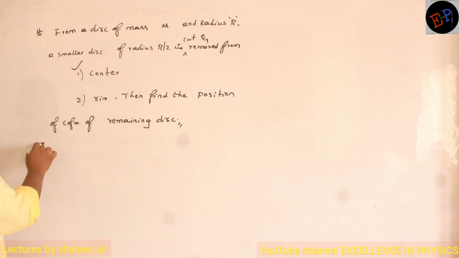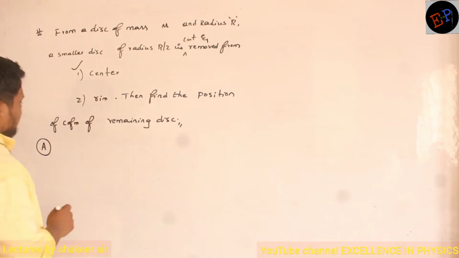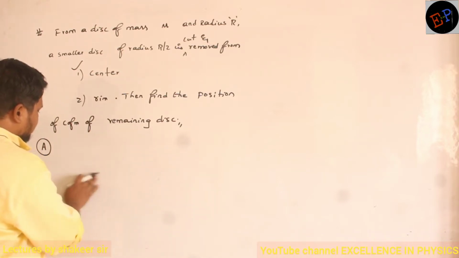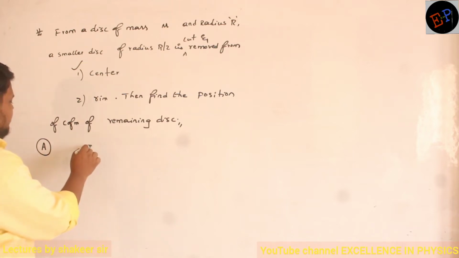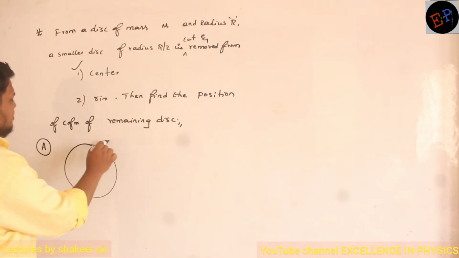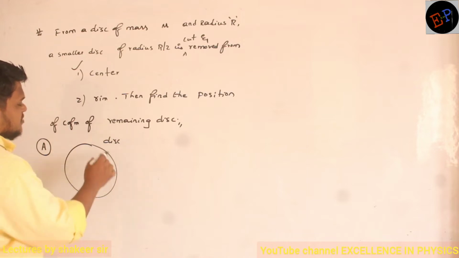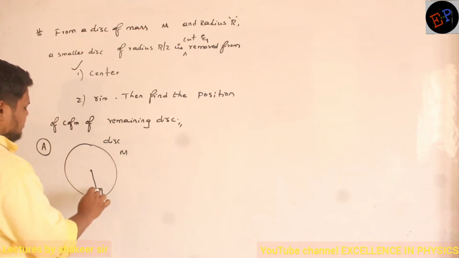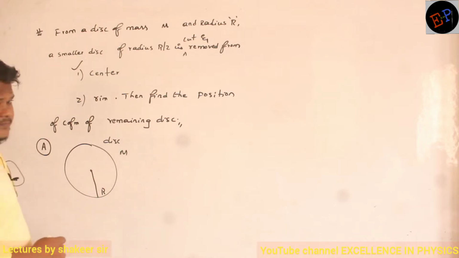So let us see. This is a disk. What is the mass of the disk? Mass of the disk is capital M. And what is the radius of the disk? Radius of the disk is R.